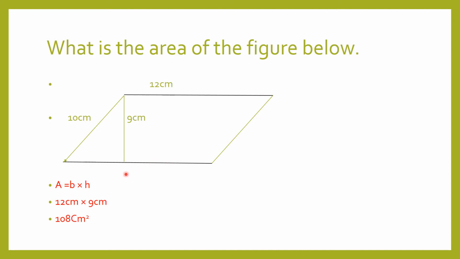And what is my height? Is it 10 or 9? So don't get confused. Just know that we are using the perpendicular height, not the slanting height. So it is 12 times 9, as easy as that. Even if 12 is down here, you will still multiply 12 times 9. So 12 is your base, your perpendicular height is 9. So 12 times 9 will give you an area of 108 centimeters squared.